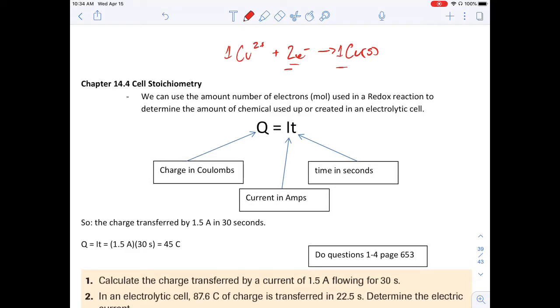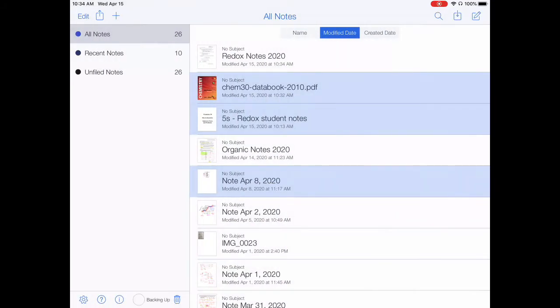But before we can get to that, we need to see the amount of chemical that is reacting, so we need to be able to calculate the number of moles of electrons. Before we start that, current, which is measured in amps, times time in seconds, will give you the charge in coulombs. We're going to need that charge in coulombs to calculate the moles of electrons. This relationship can be found in your data booklet.